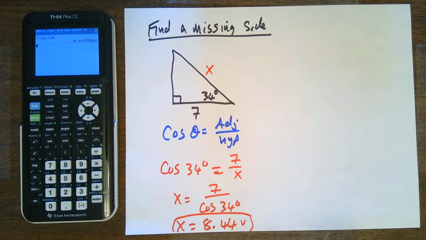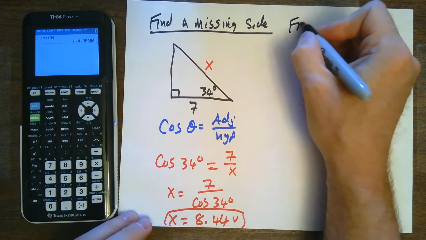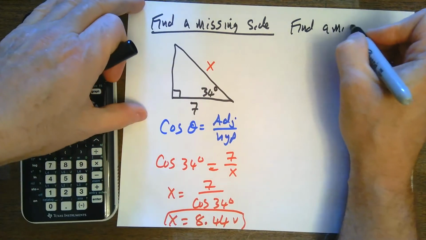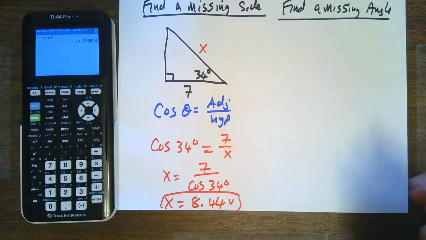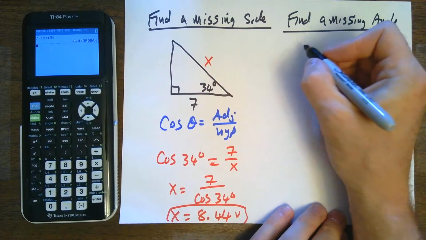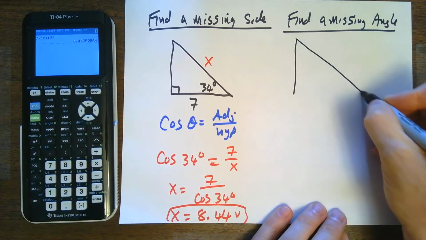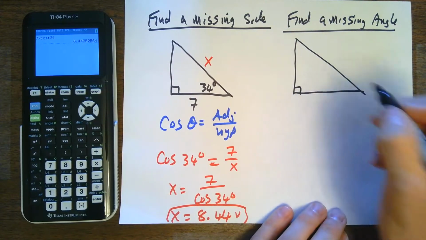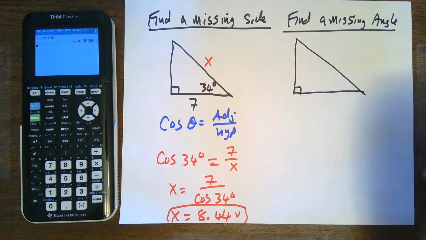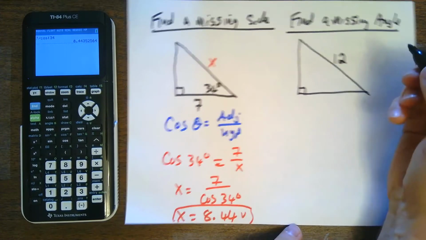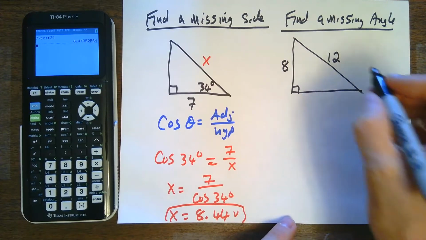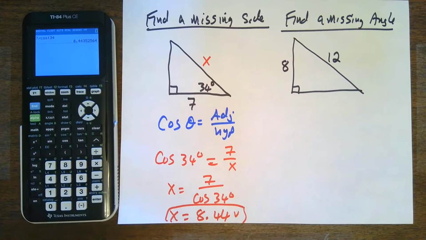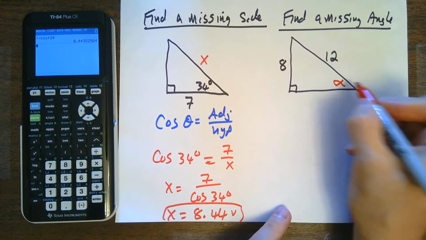The little u represents units, because if I'd said inches or centimeters, I would have that unit down there. All right, the other type of problem is to find a missing angle. So let's take a look at another sample problem. This time I'm going to tell you that this side is 12, this side is 8, and I want you to find the missing angle, and I'm going to call it alpha.